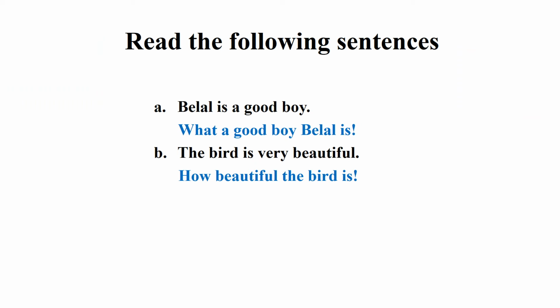Read the following sentences. Dear students, at first, read the sentence, Bilal is a good boy. And another sentence is, what a good boy Bilal is. Both sentences are meaningfully correct, but there is a little bit of difference between the two sentences. There is emotion. The first sentence is a statement, Bilal is a good boy, but in this sentence there is no expression of emotion. But the second sentence expresses emotion. What a good boy Bilal is.